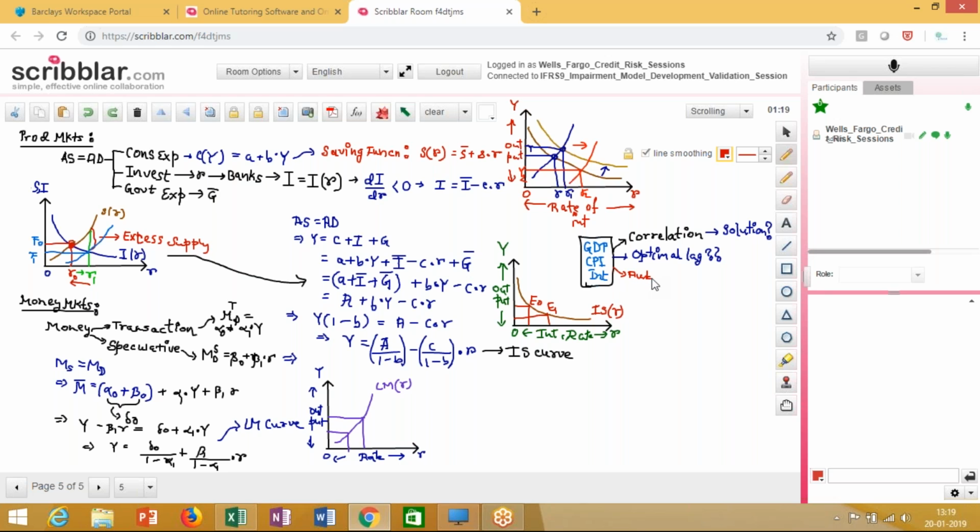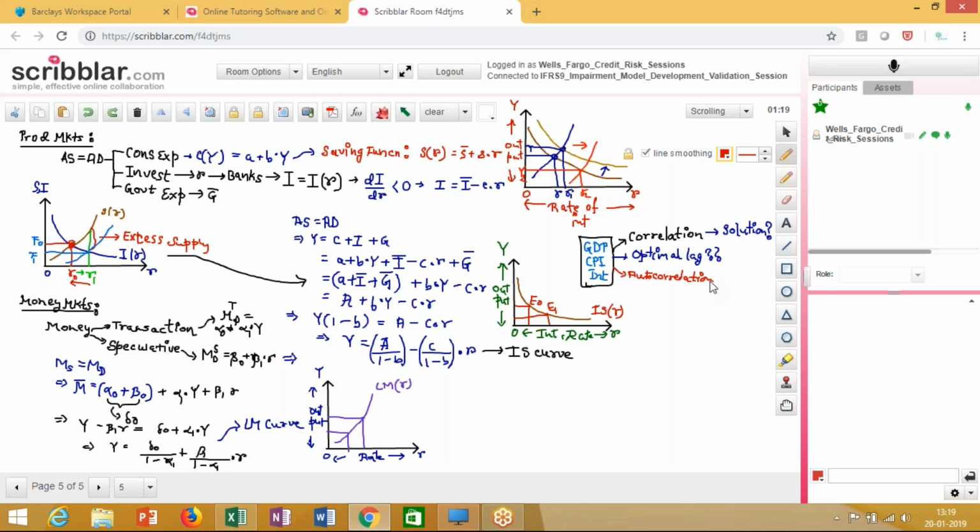The next problem that we have over here is with autocorrelation, or with serial correlation.